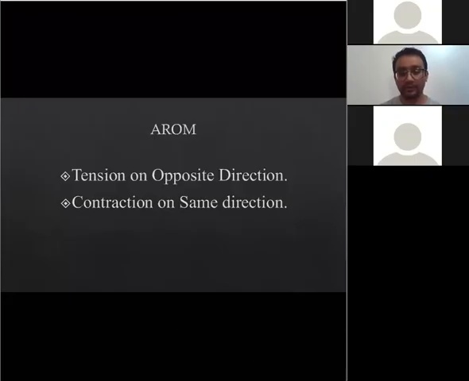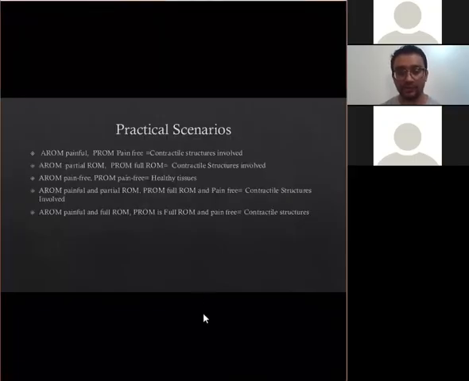Okay, so I'll give you a practical scenario, and you can tell me. We are again looking for range and pain here. Like we did in the passive range of motion, we are looking for range and the pain. What happens to the pain when you move the joint actively, and what happens to the range when you move the joint actively. So if we combine that, let's say active range of motion is painful.